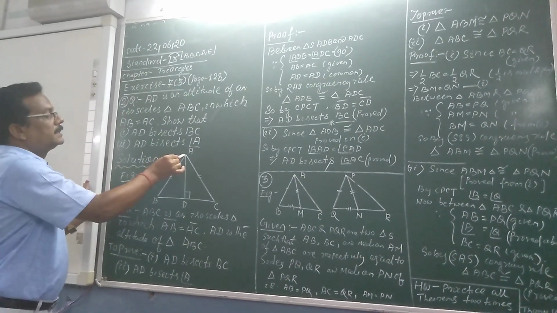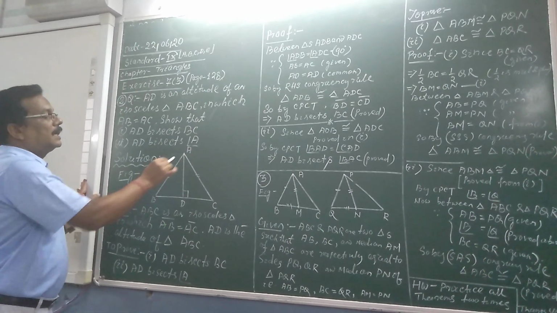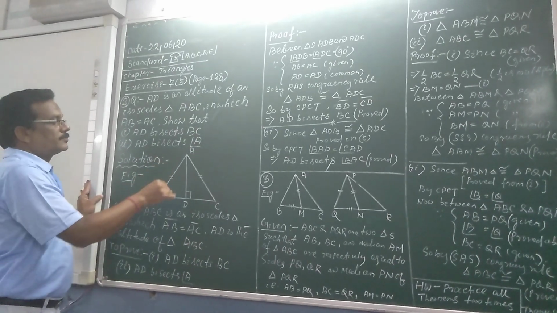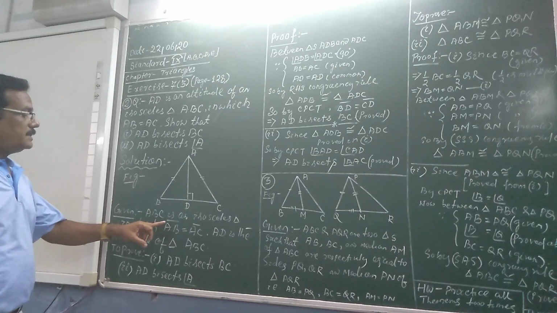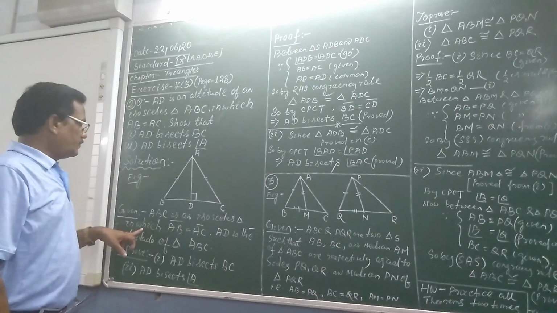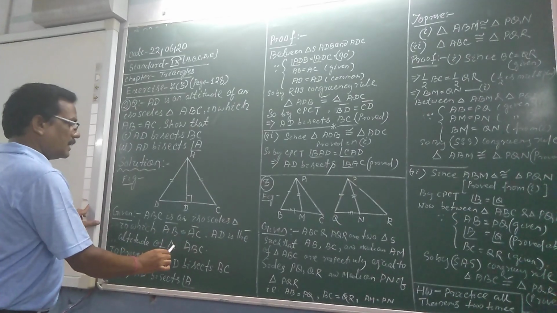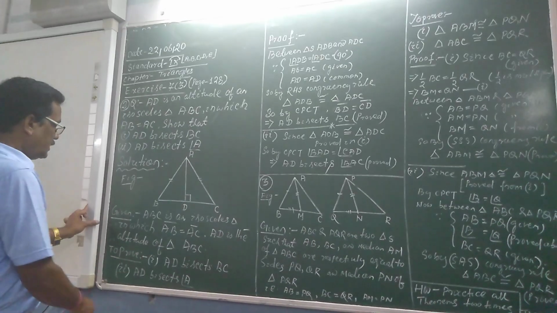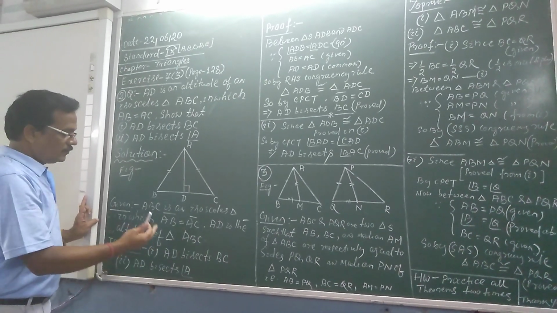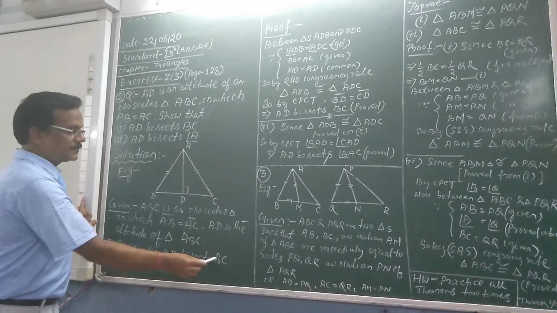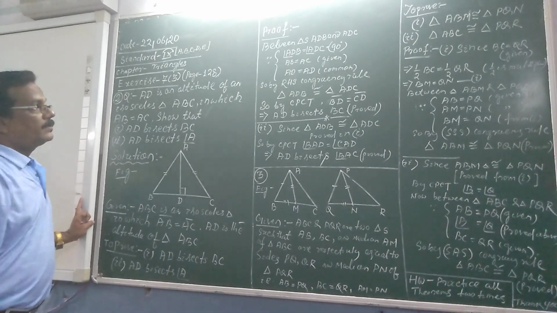You see here, ABC is an isosceles triangle in which AB equals AC and AD is the altitude, meaning I have drawn the perpendicular. I have written the given here: ABC is an isosceles triangle in which AB equals AC and AD is the altitude of triangle ABC. Then to prove, you have to write two parts: B1, AD bisects BC, and B2, AD bisects angle A. Now we go to the proof part.